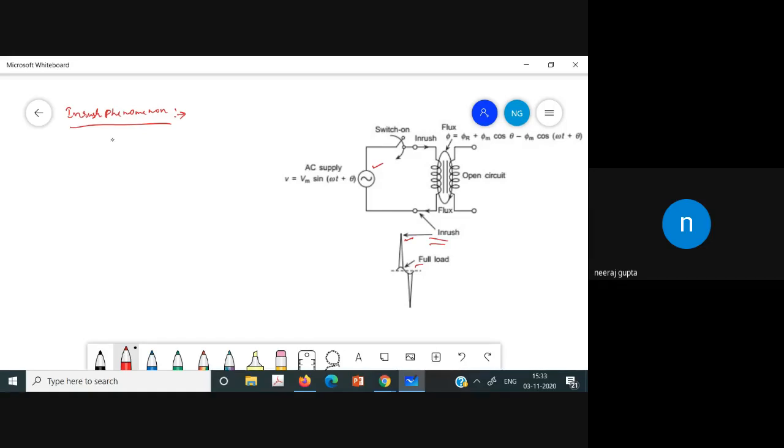Now let us suppose that we have the flux phi equals phi m sine omega t, and the induced voltage e is equal to N d phi by dt.